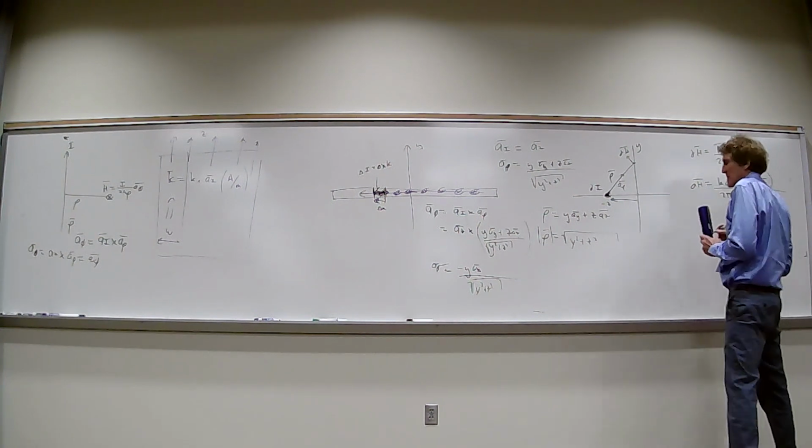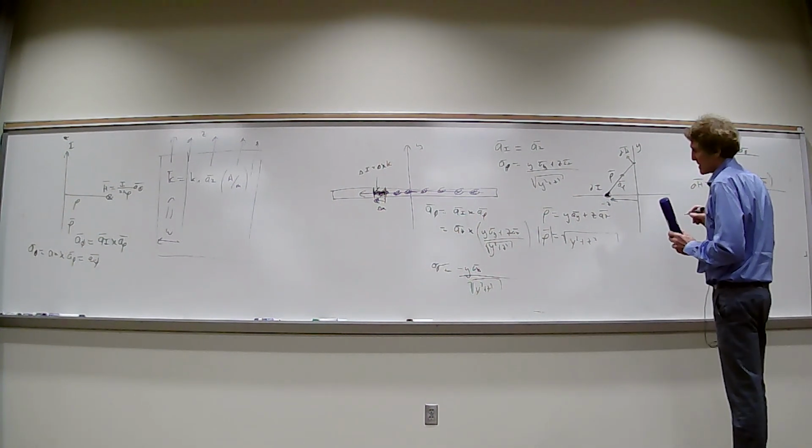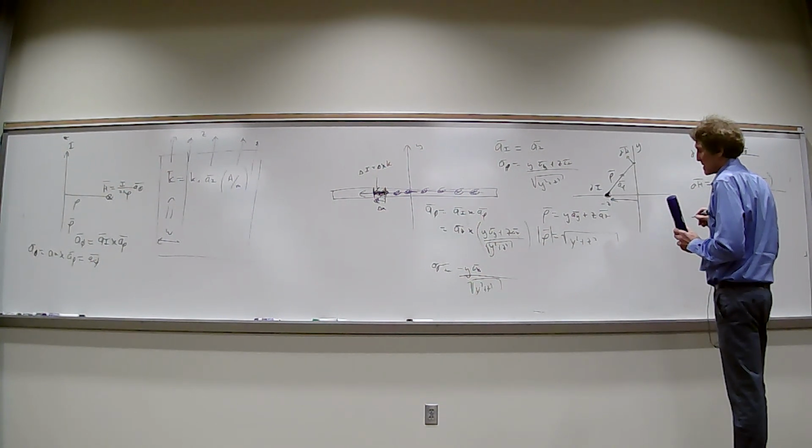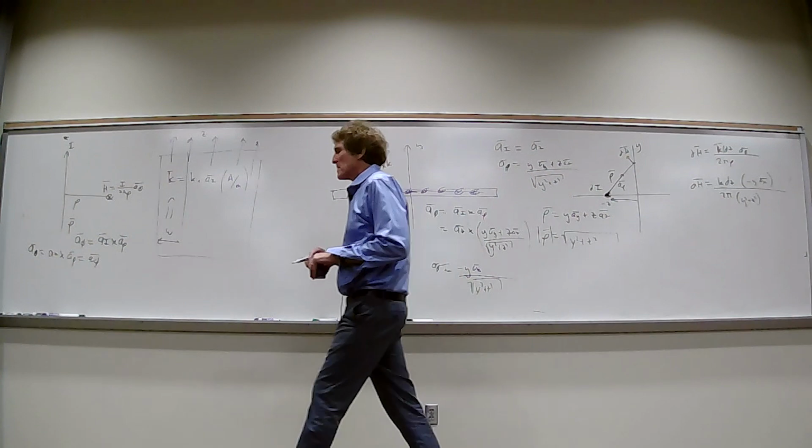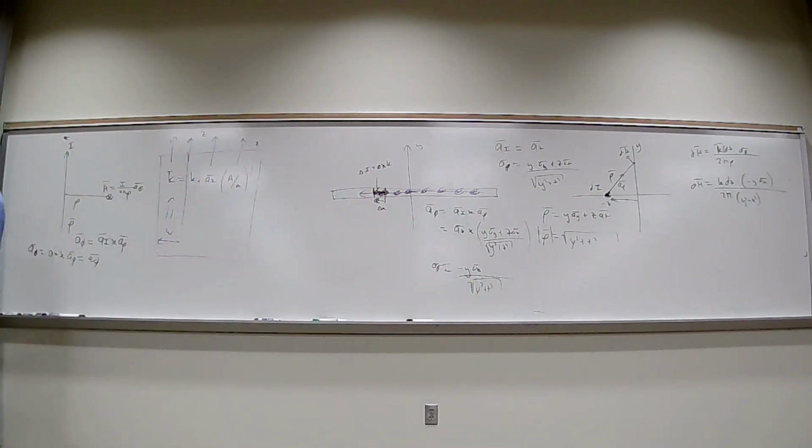Wait a second. Why are you crossing? Well, you have to have AI crossed a rho. Give me one second here. In his book, I'll show you where this is.